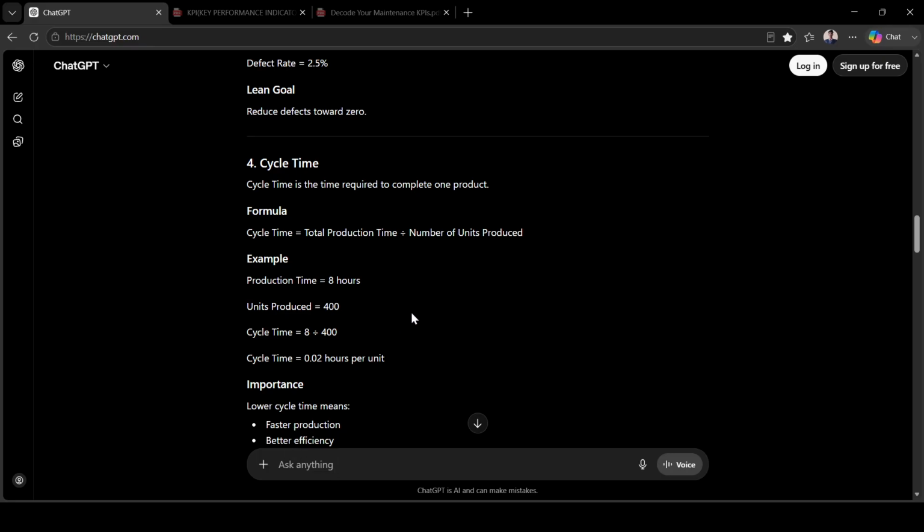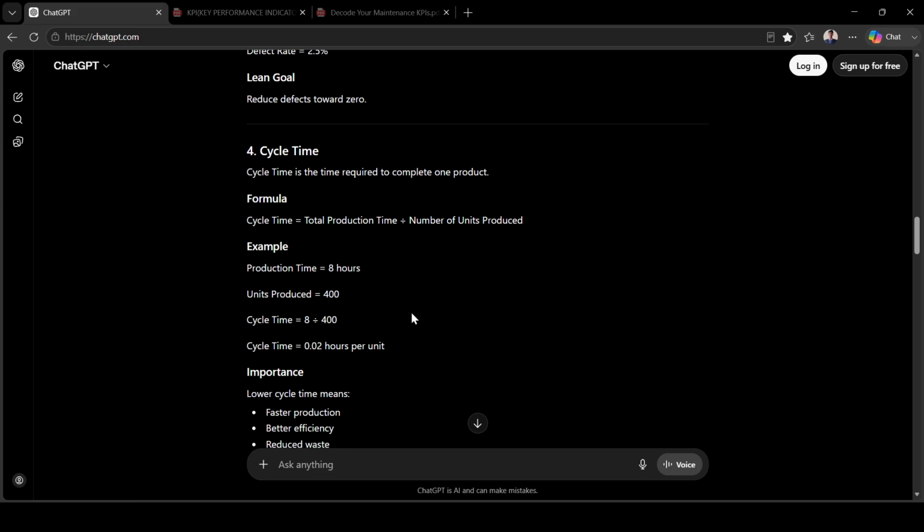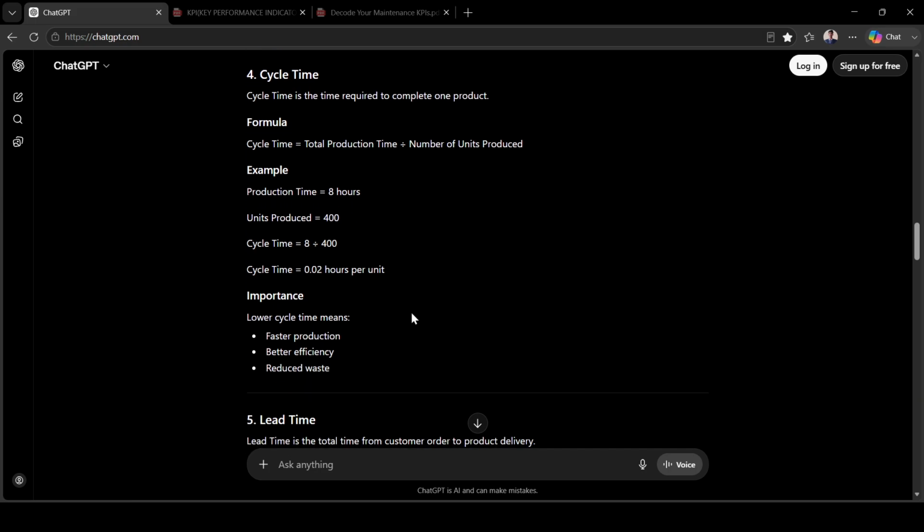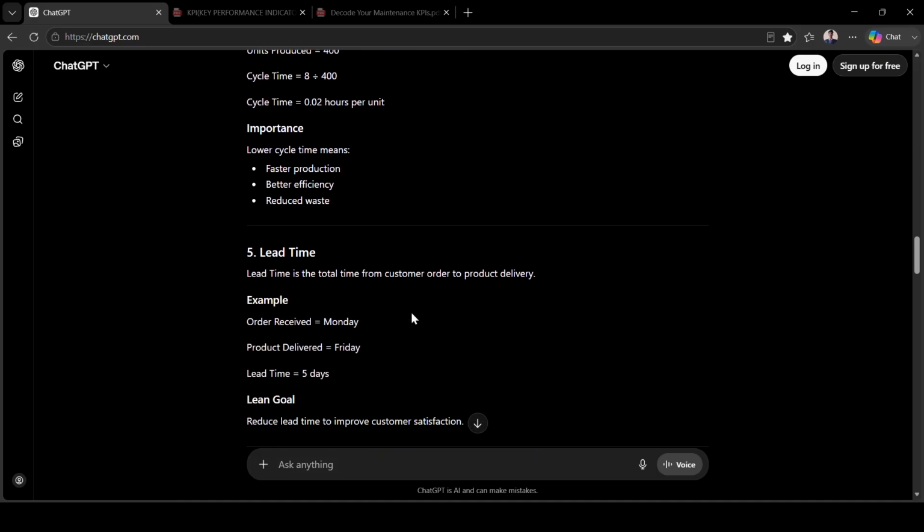Example: production time equals 8 hours, units produced 400. So cycle time equals 8 divided by 400, which is 0.02 hours per unit. Importance: lower cycle time means faster production, better efficiency, and reduced waste.